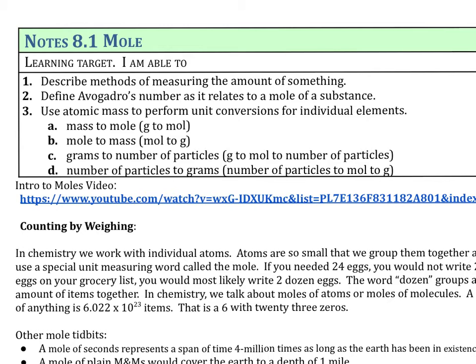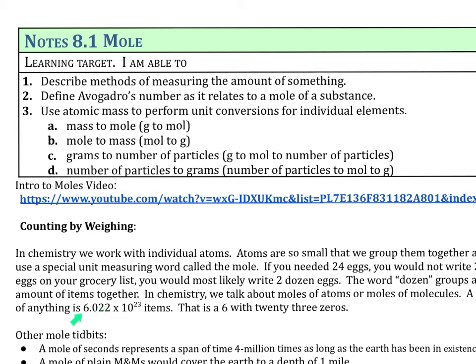We will do mass to mole to mass, and grams to number of particles, which we really talk about atoms as particles, and number of particles to grams. So some are going grams to moles to atoms, and some are going atoms to moles to grams. We always have to go through the mole hole to get from either grams to atoms or atoms to grams. We cannot go directly to grams or atoms. We need to go through the mole.